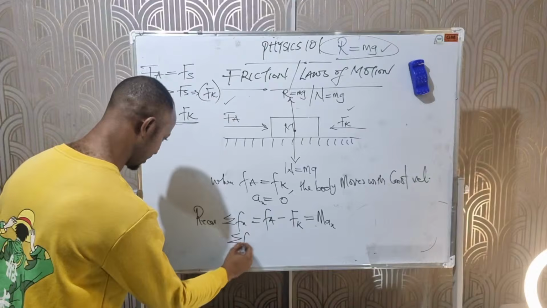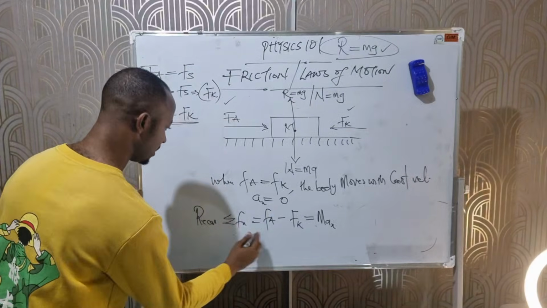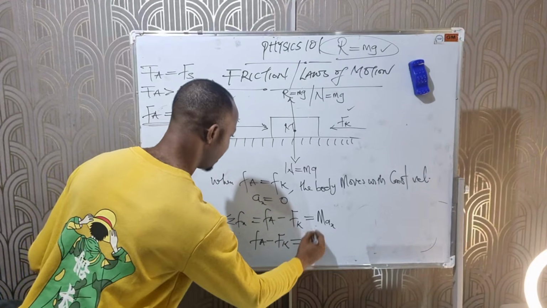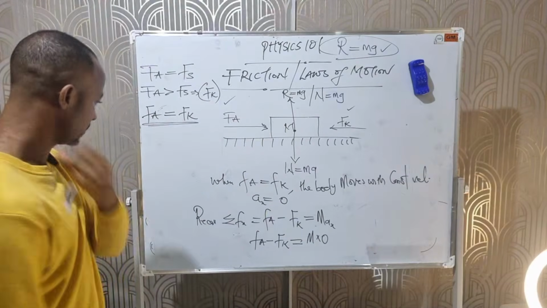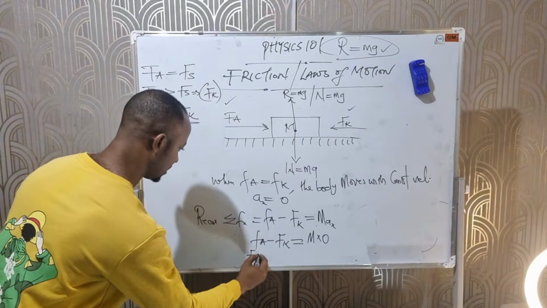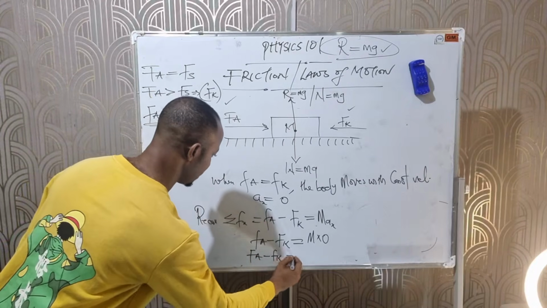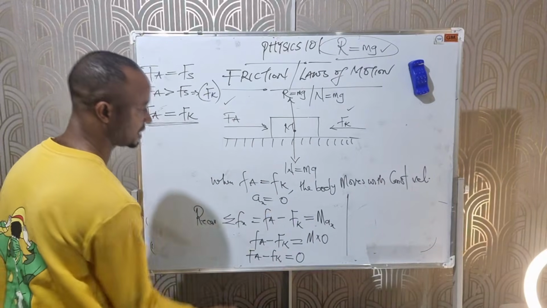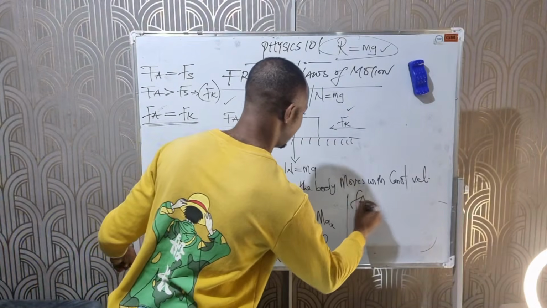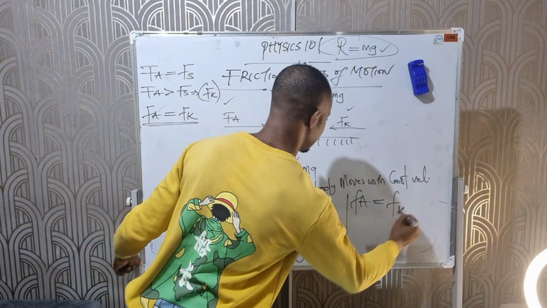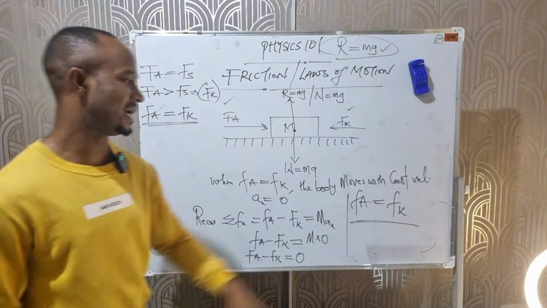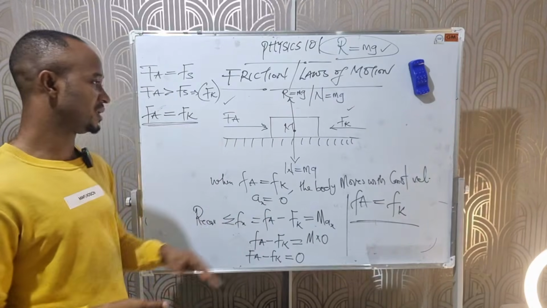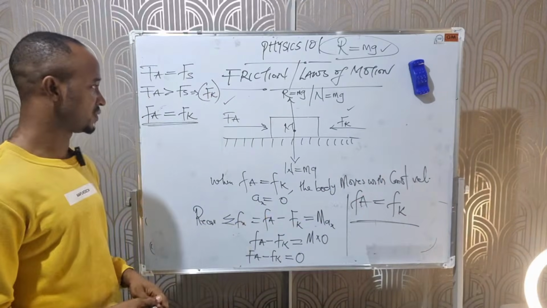That implies that the applied force minus frictional force is equal to mass times 0. So from here, can we say that this is the same as Fa minus Fk equals 0? If this is equal to 0, I can move my minus Fk to the other side. So that means the applied force is equal to the kinetic frictional force. Now, when these two are equal, that simply means the body is not accelerating. It means the body is moving with a constant velocity. Please take note of this, all right?